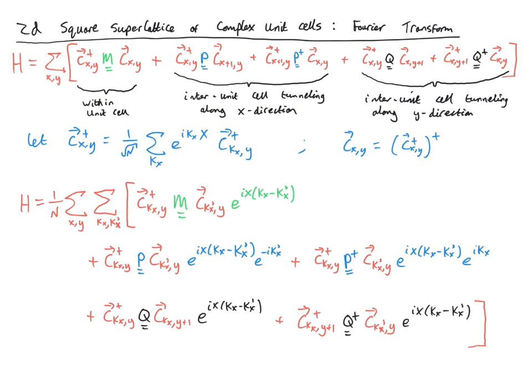Finally, in black, we have tunneling along the y direction between different unit cells, and it's the same deal. We have a plus 1 in the y, a plus 1 in the y, but we're not transforming the operators along the y direction, so that doesn't matter. The x index is the same in both of these two terms, and therefore we don't get any extra factor. That's just these usual Fourier factors here.